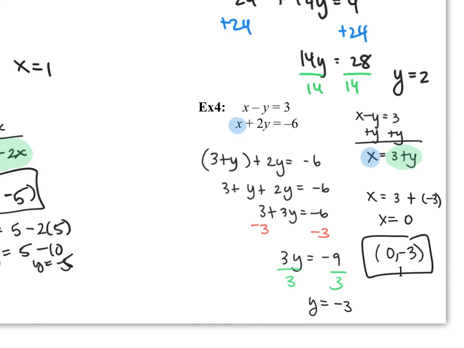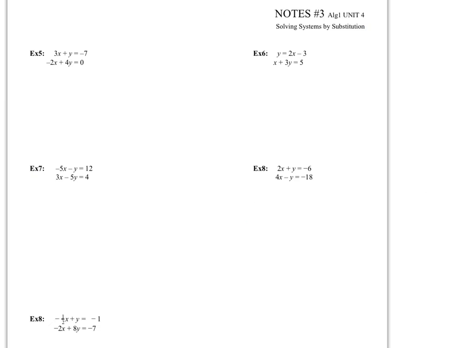To find the x-coordinate, I went back to where x was isolated and knew that to find x, I would just have to do 3 plus whatever y was, and now I know that y is negative 3. And 3 plus negative 3 is 0. And so my solution is 0, negative 3.